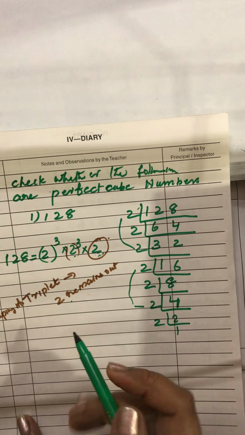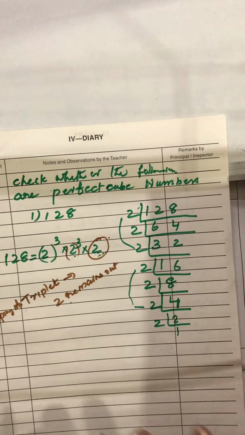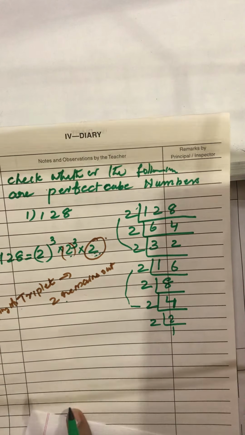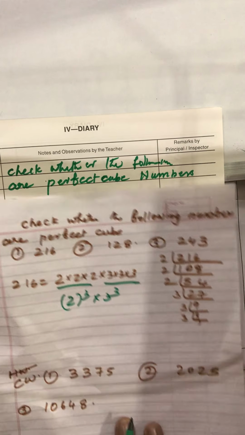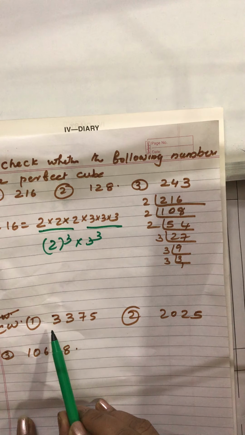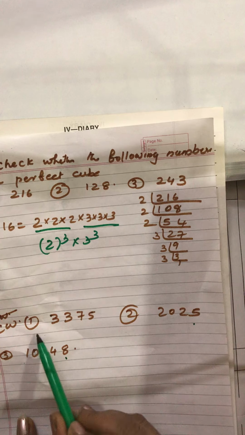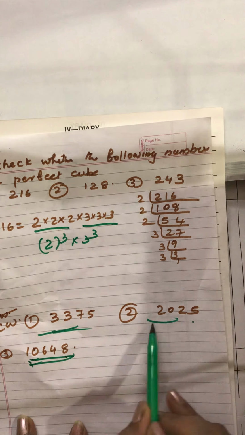So, try to do the questions from Try these questions, page number 112. There are 7 questions, and these 3 questions, 3375, 2025 and 10648, we are going to do in the class. The rest of the questions you are supposed to do as homework.